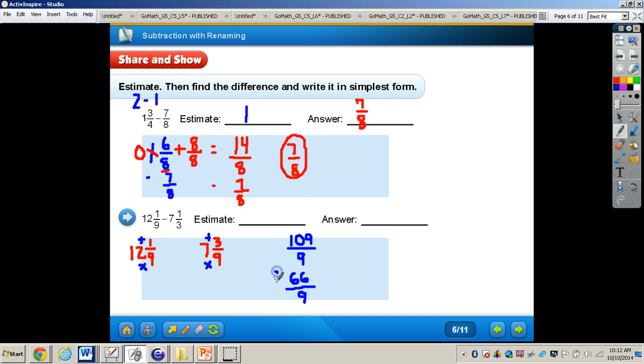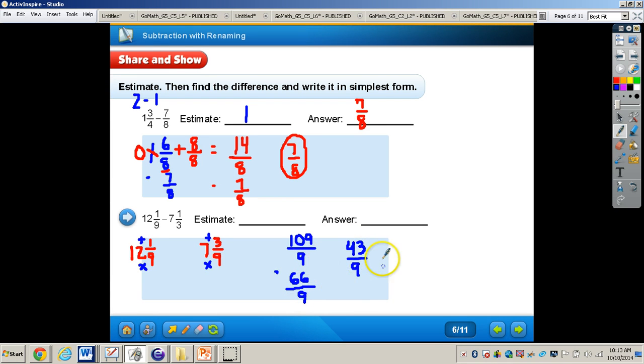66 over 9. Okay, now I have 109 minus 66 ninths. Okay, so 109 ninths minus 66 ninths. I take 109, subtract 66 from that, and that gives me 43. The denominator stays the same for 43 ninths.